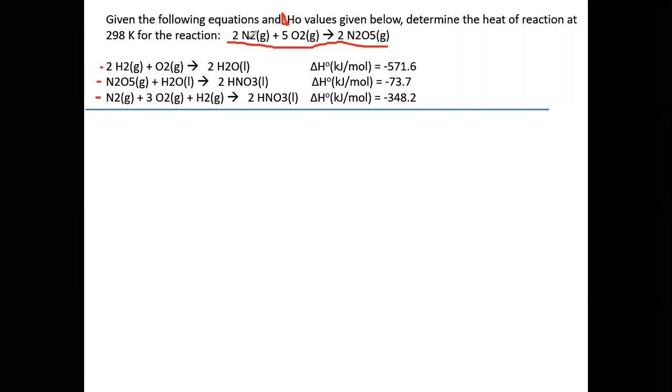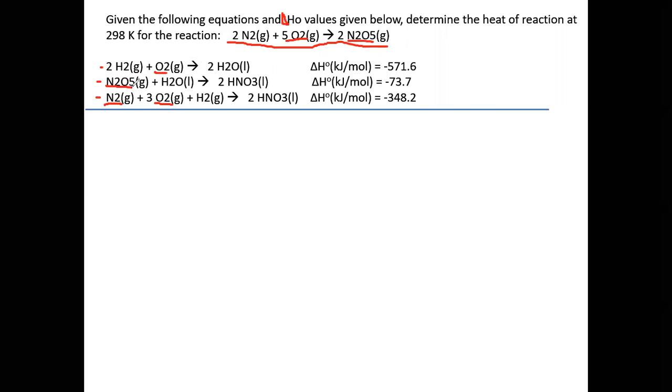So here in the equation we want, nitrogen is a reactant. In the equation given to us with nitrogen, nitrogen is a reactant. In the equation we want, O2 is a reactant. In the equation given to us, O2 is a reactant. N2O5 is a product in the equation we want. In the equation given to us, it's a reactant.